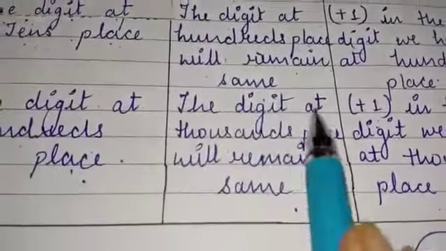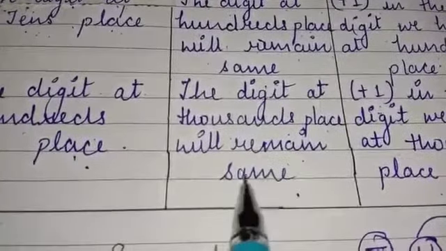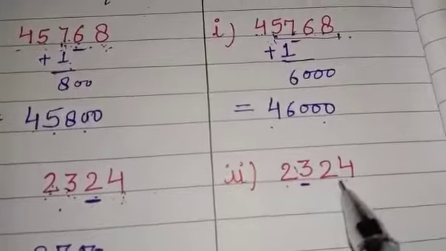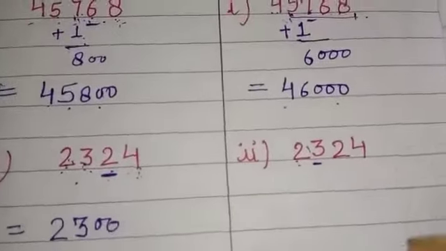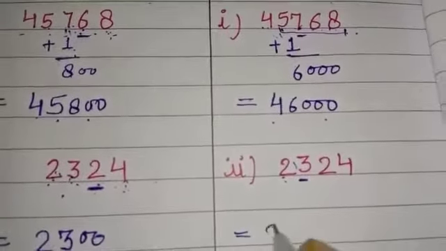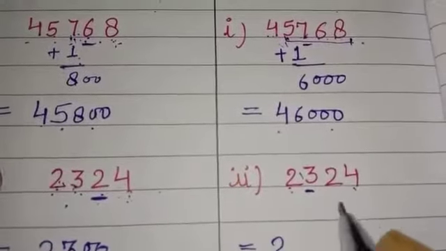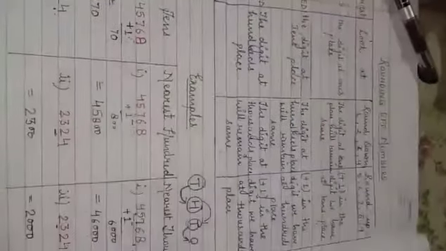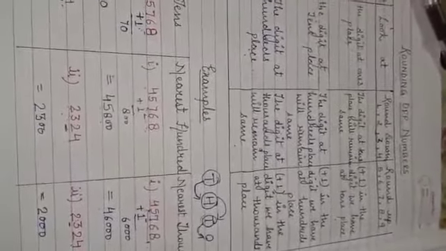If we round down the number, then the digit at thousands place will remain same. So what we have at thousands place? We have 2 at thousands place. Means the 2 will remain same and the rest of the digits will become 0. Okay, so this is what we have done in the rounding of numbers. I have given you a short summary and one other way to solve the question.